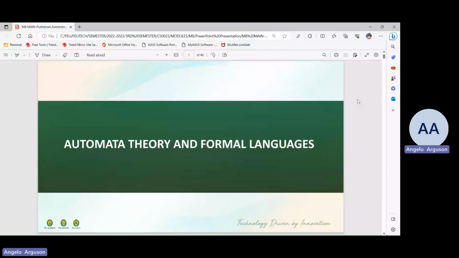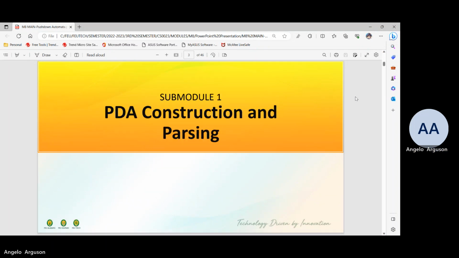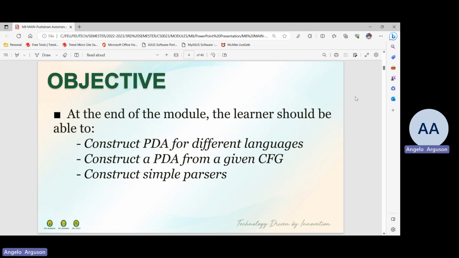Greetings, everyone. Today we're going to have a discussion about Pushdown Automata, or PDA, for module number 8. Submodule number 1 is all about PDA construction and parsing. Our objectives are as follows.